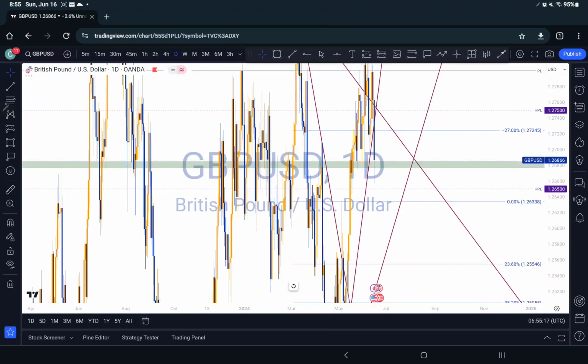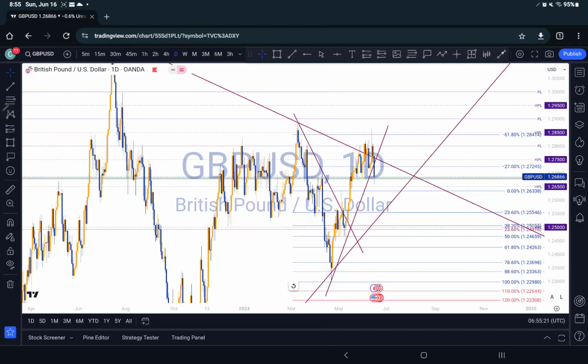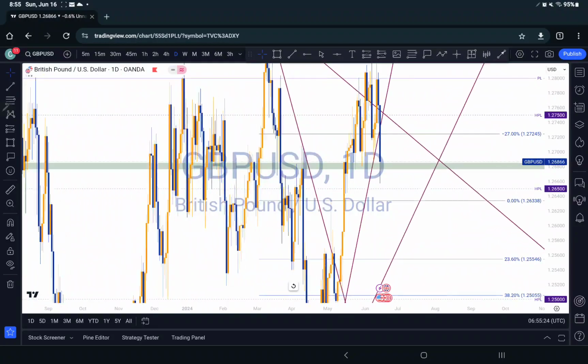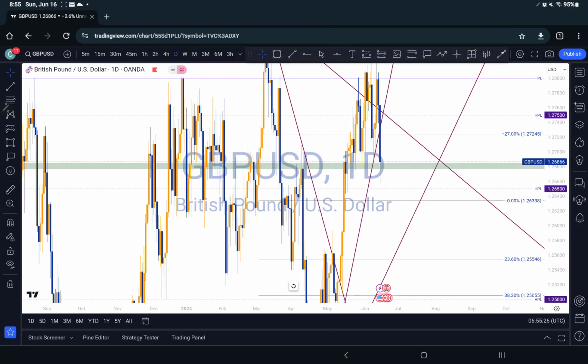Let's see my daily time frame. Let's see if there is any imbalances around. There is, but it's not that much. If you look closely from here to here, is an imbalance that needs to be closed, right?